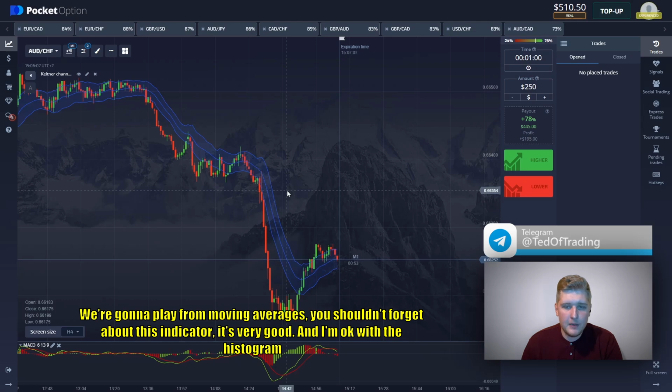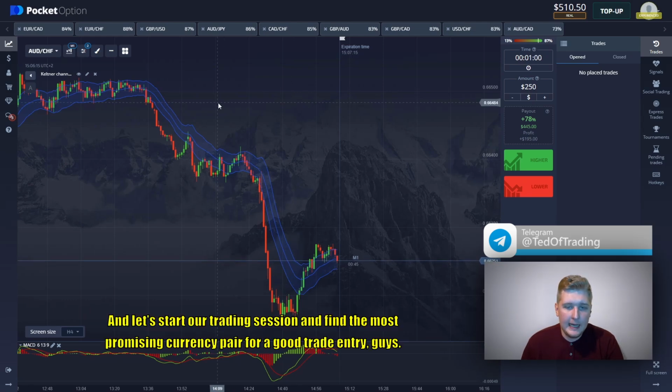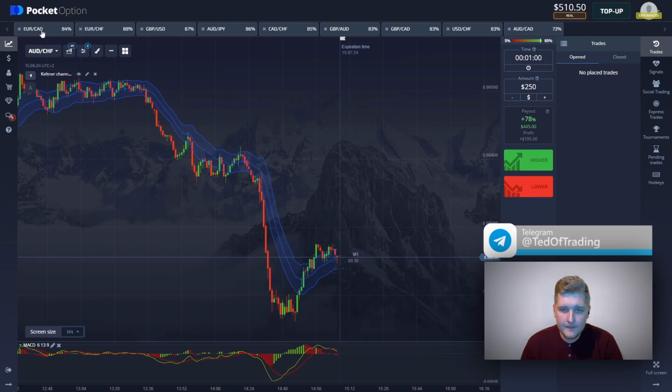We're going to play from moving averages. You shouldn't forget about this indicator. It's very good, and I'm okay with the histogram. And let's start our training session and find the most promising currency pair for a good trade entry, guys.